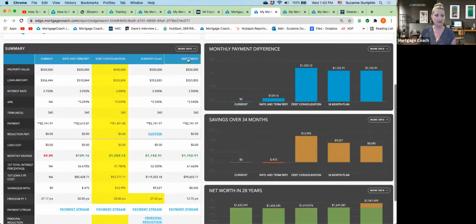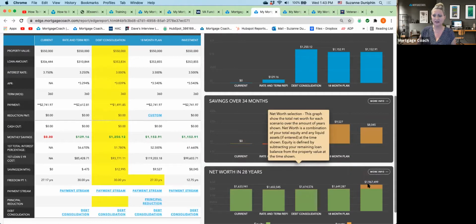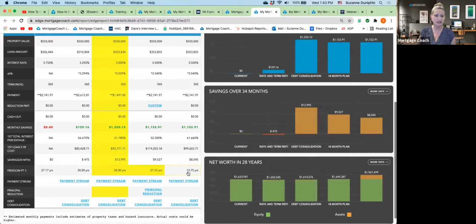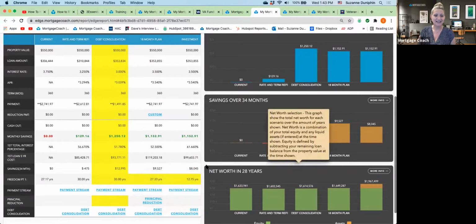Okay, now let's look at the investment. What if you take that savings and apply it into an investment account? Wowza. That net worth in almost 30 years is almost $2 million, guys. That is huge. And again, this is going to be the game changer for you all. This is your competitive advantage. A lot of borrowers don't think about the future like this. And then if you're to invest and pay off the mortgage with the investment, look at the freedom point. Oh my gosh. That is incredible.